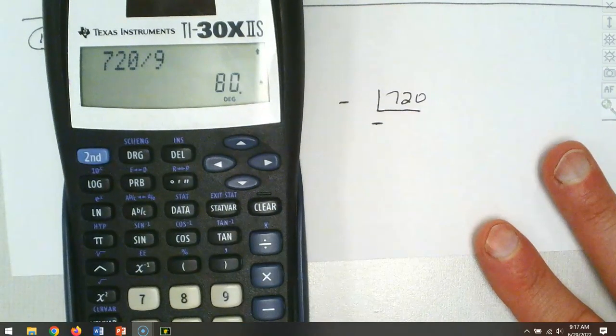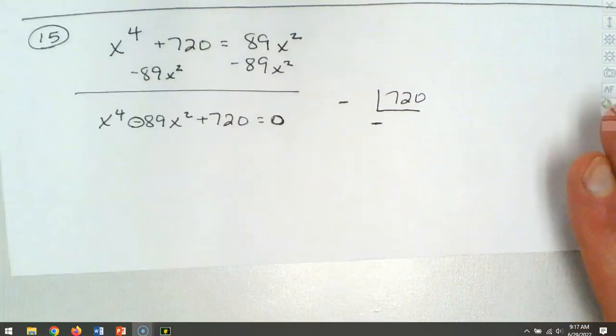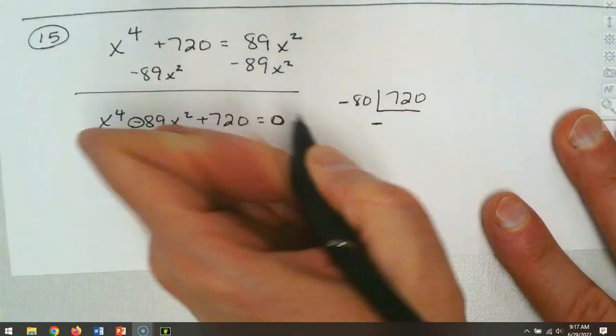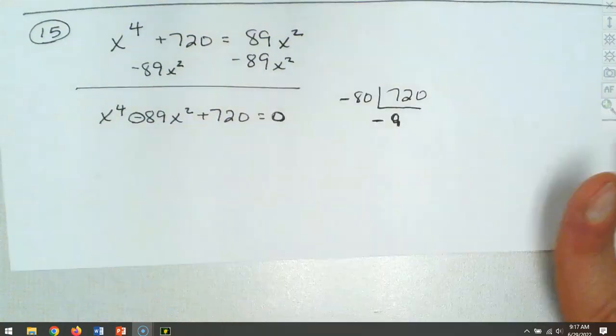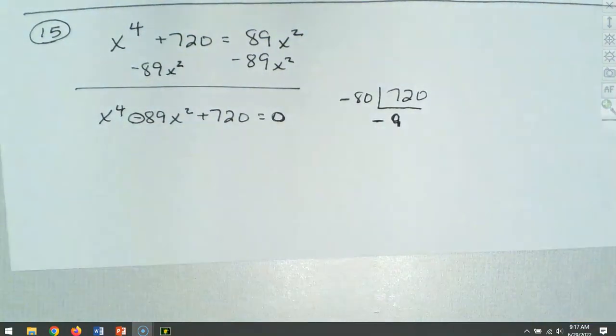9 and 80. Does that work? Yep. Okay, so we need an 80 and a 9. And you could have just said it ends in a 0, and I could have just sat there and tried multiples of 10 till I got it. 10, 20, 30, 40, 50. I would have eventually got it that way too.